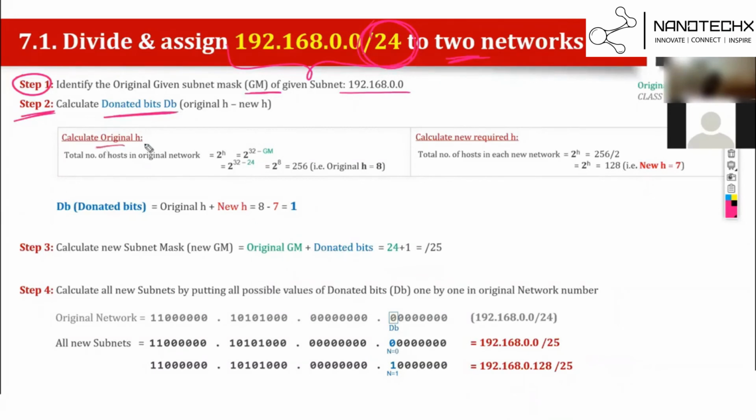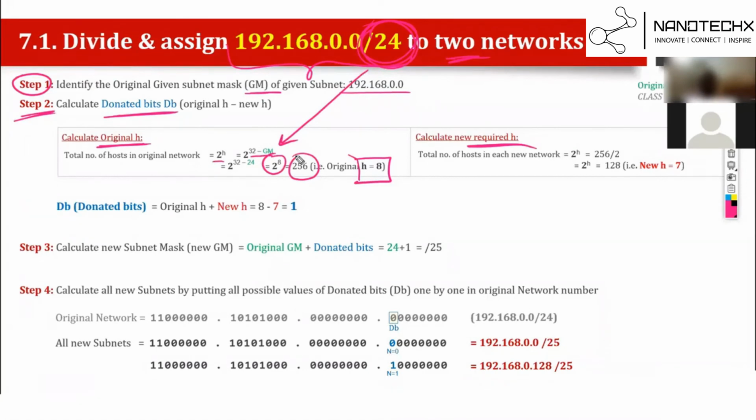What we have to do for that is calculate the value of the original H and the new, required H value. The original we already know: this is 24, 2 raised to power H is equal to 32 minus 24, which gives us 2 raised to power 8. It means the value of H is equal to 8, and the given number of hosts in the original one is 256.